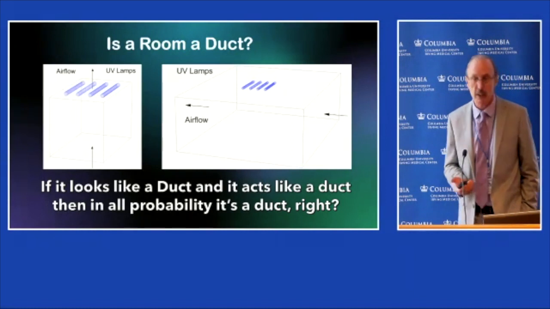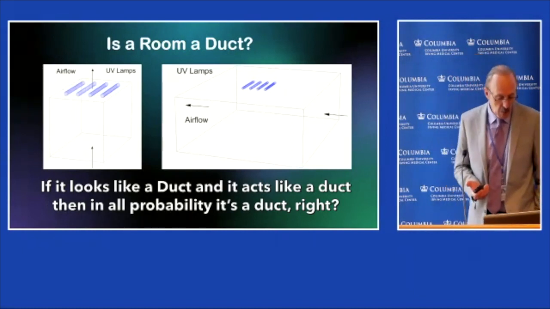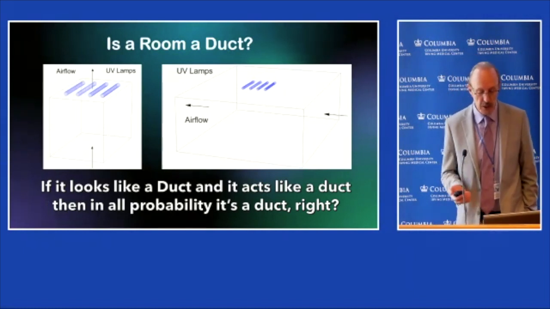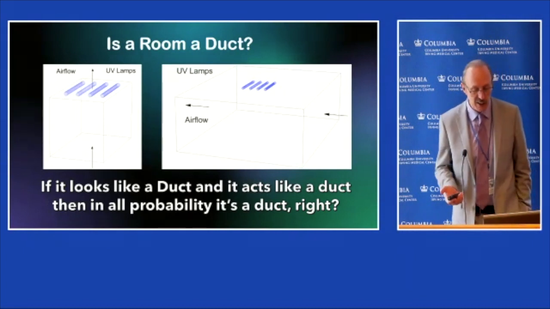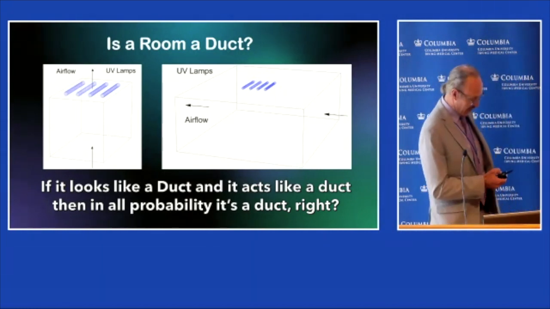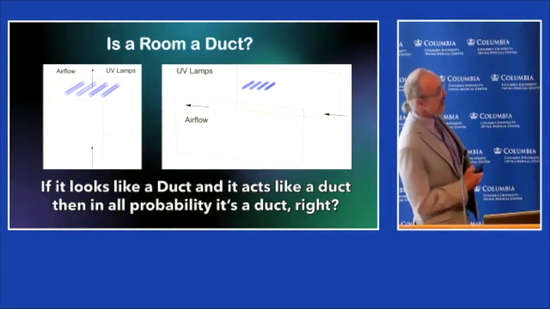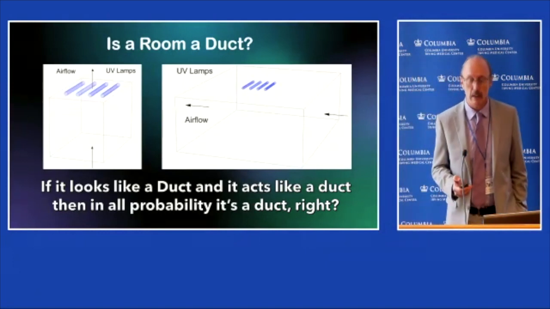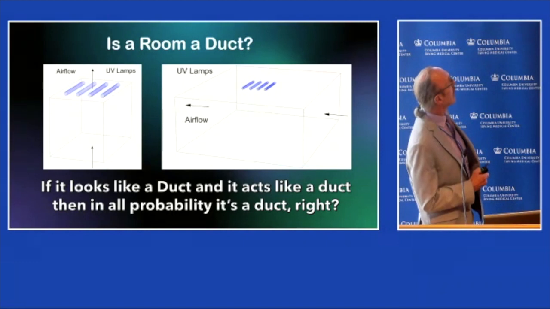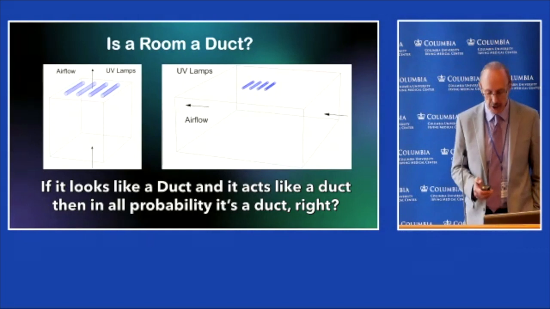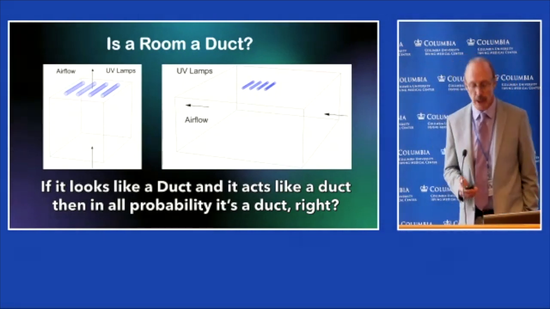Now, is a room a duct? Riley and Wells proposed that we could model a room as a duct. So the question is, if it looks like a duct and it acts like a duct, then in all probability it's a duct, right? Not necessarily. A duct has a velocity profile. The room does not have a velocity profile. The duct is a contained field. The room has air currents of uncertain action and origin. It has an air change rate through the room.